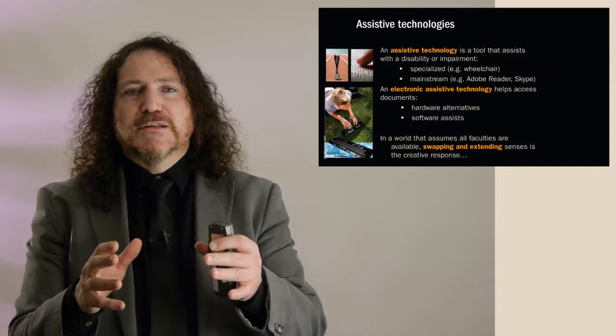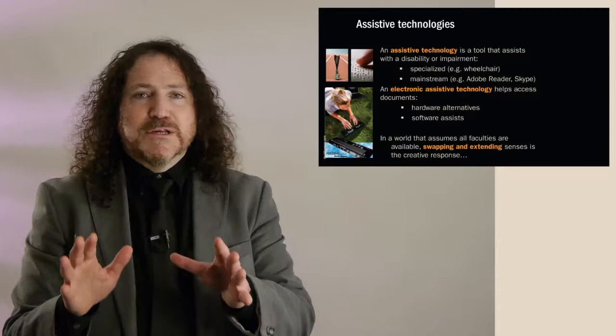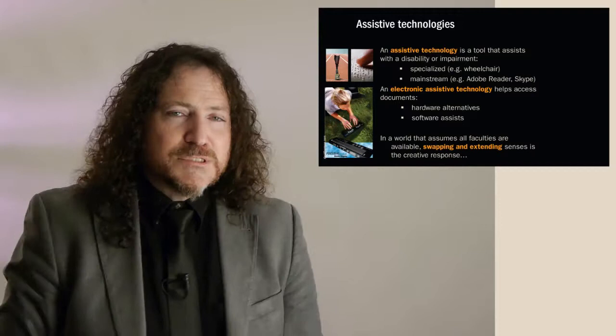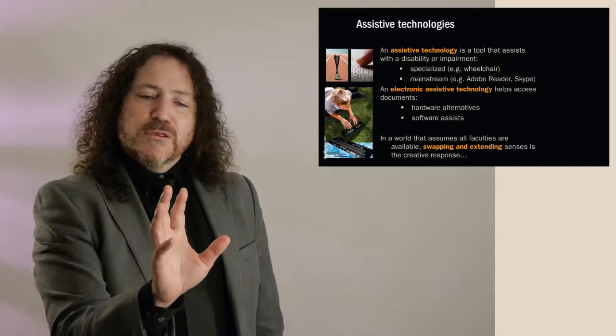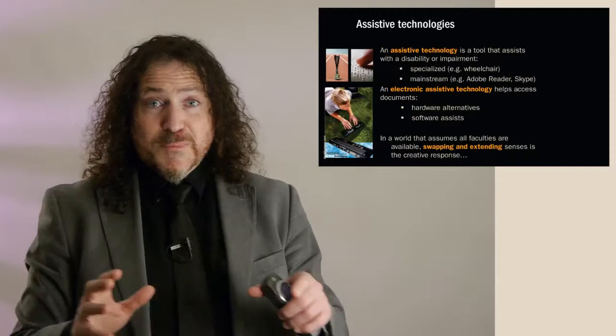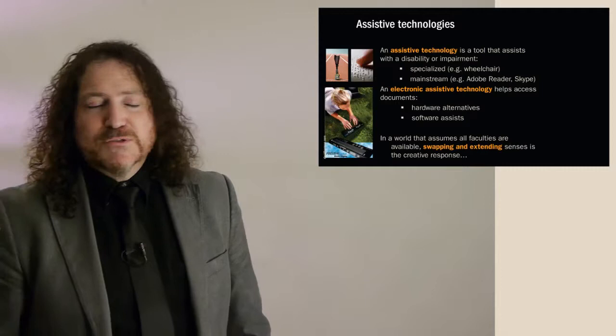Now, when we talk about electronic assistive technologies, we're talking about assistive technologies that were specifically designed to overcome challenges in the digital world. And we can think of them generally in two categories, as hardware assists and software assists. Let's look at some of the ones that are most prevalent. Keeping in mind that in general, when we identify an assistive technology, typically we're either substituting one human sense for another, for a sense that isn't available to us right then, or we're taking a sense and magnifying it.